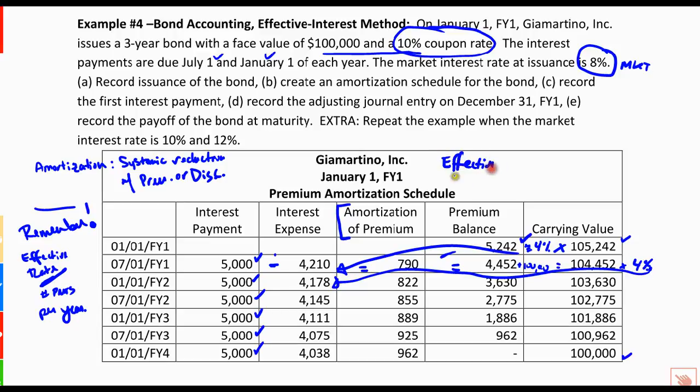And maybe that's a little clue to me and you that what we should do in our schedules is make sure we calculate our rate. Now, I will want to point out, in terms of the end, sometimes there's a little bit of rounding error. So what you'll do is take the 962 here and then 5,000 minus 962 will equal the 4,038 to plug that. Because on your last day, it should be the case that you have no premium left and the carrying value equals the face value.